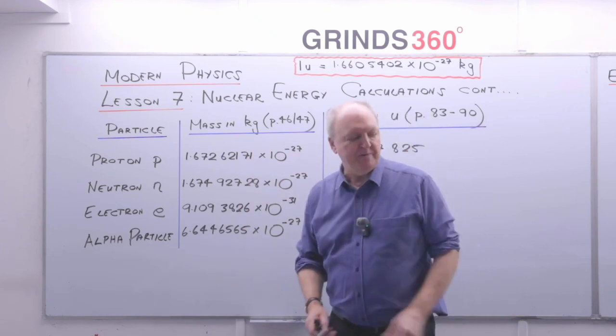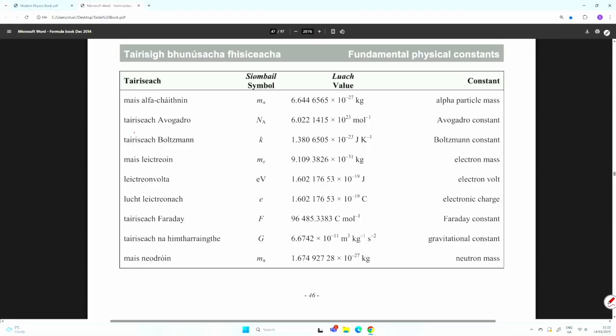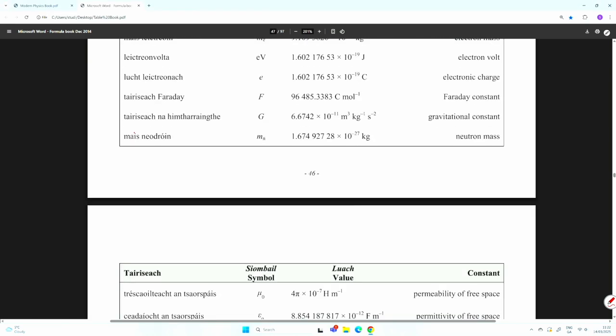So if I go to my table book, page 46 and 47, you can see there at the top of page 46 you've got the mass of the alpha particle. There's the mass of the electron. There's the mass of the neutron. And then on the next page, I will have the mass of the proton.